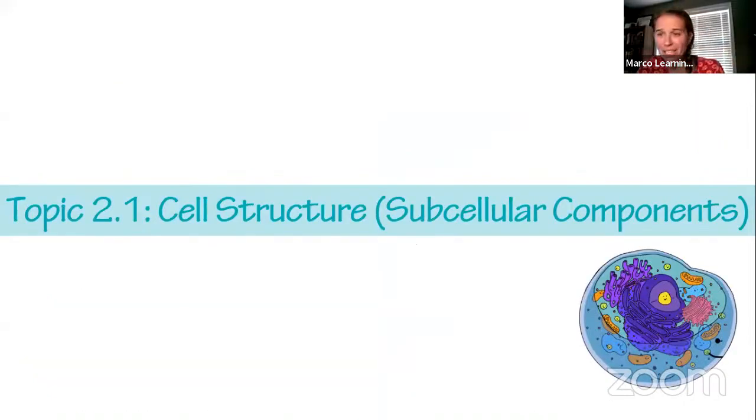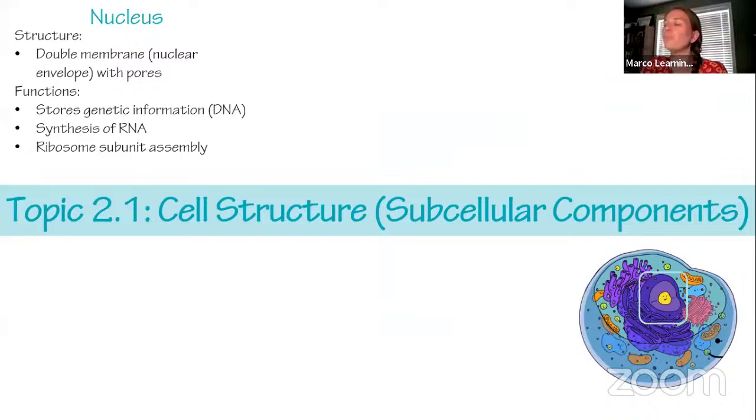So let's talk about stuff. I'm running way behind schedule. The nucleus has this double membrane, and its job is to store the genetic material. It's going to be in charge of synthesis of our RNA. This is where we're going to see the ribosome assembled before it moves out into the cytosol.